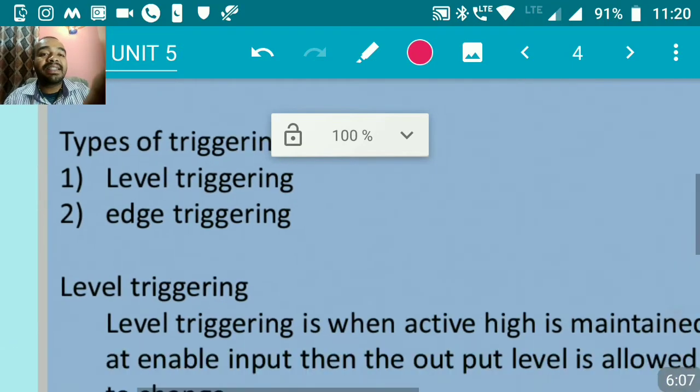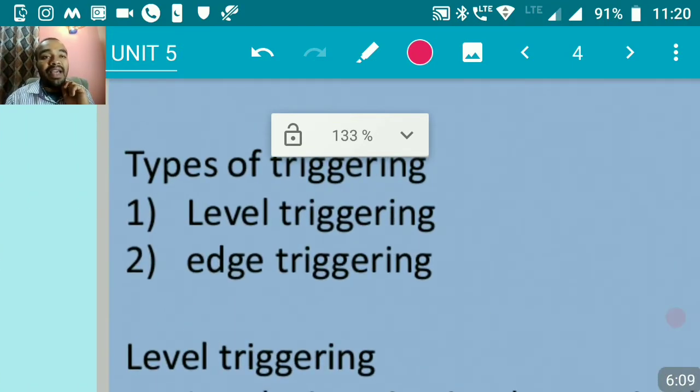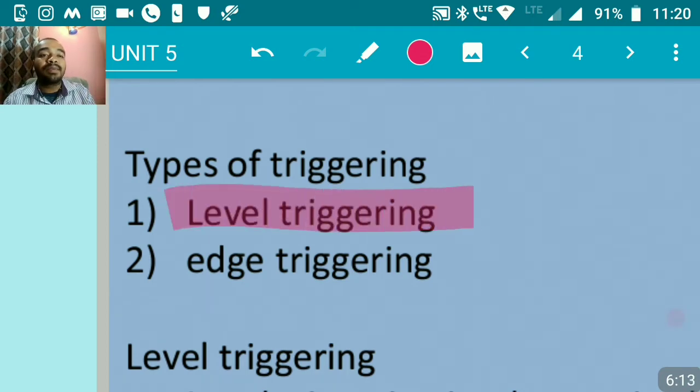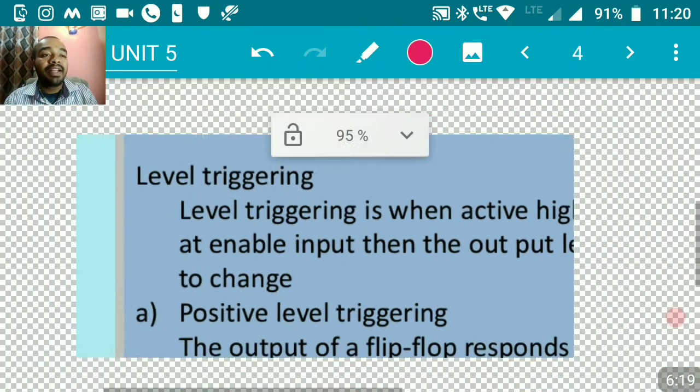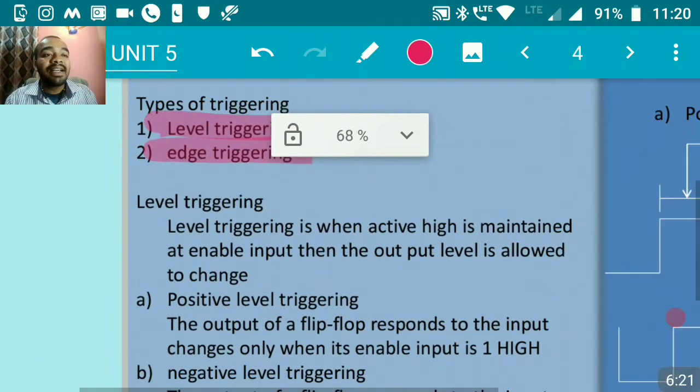Next we have the types of triggering. In types of triggering, we have two types: level triggering, and edge triggering. So let us get into level triggering. Let us try to understand level triggering.